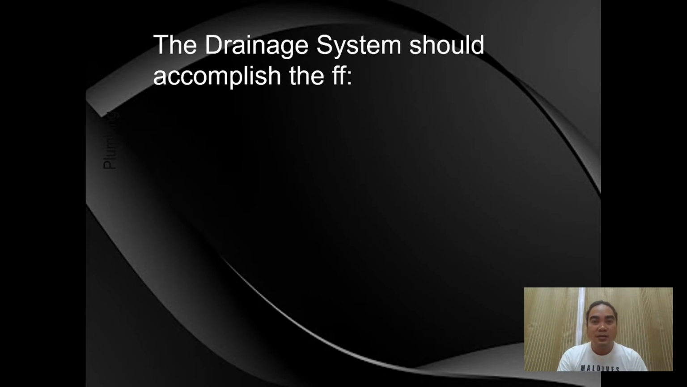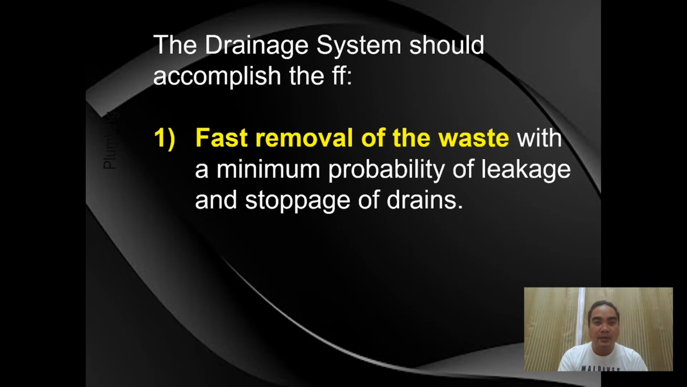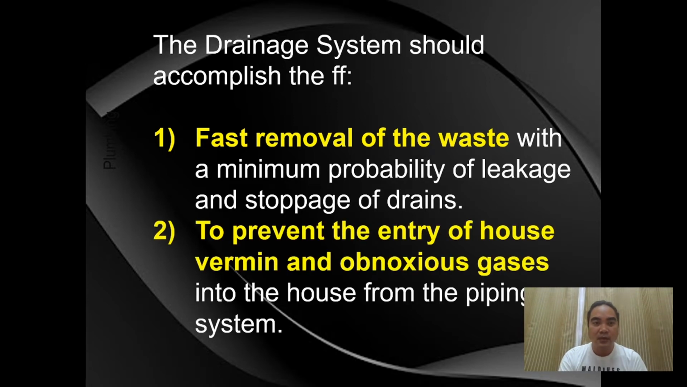The discharge system should accomplish the following. Number one, fast removal of the waste with a minimum probability of leakage and stoppage of drain. Number two, to prevent the entry of house vermin and obnoxious gases into the house from the piping system. Ito yung pinaprevent na yung mga foul air na nanggagaling dun sa pipes. So, yung mga P-trap, mga foul air trap na nalagay natin. So, kailangan na yan.